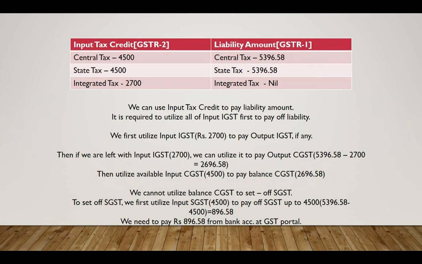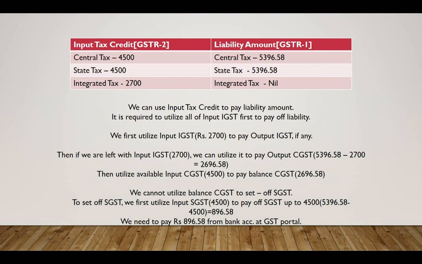And in case input IGST gets exhausted, only then can you use input CGST and input SGST to set off their respective liability amount. The meaning is that you cannot use central tax input credit to set off state tax liability amount, and you cannot use input SGST to set off output CGST. Now let me show you the calculation for set off for the given information.